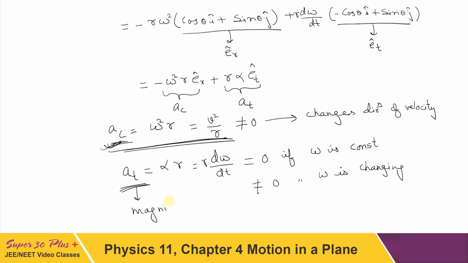This is responsible for change in magnitude of velocity. If magnitude of velocity is changing, tangential acceleration would be there, otherwise it will be 0. And if you look at its magnitude, this is equal to r dω/dt. And ω, as you know, can be written as v upon r. So r, if you take outside, got cancelled. This is dv/dt. From here, clearly it can be seen that a_t is responsible for change in speed.